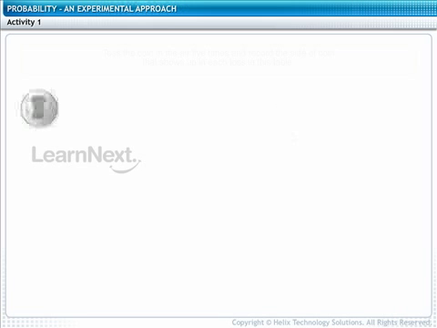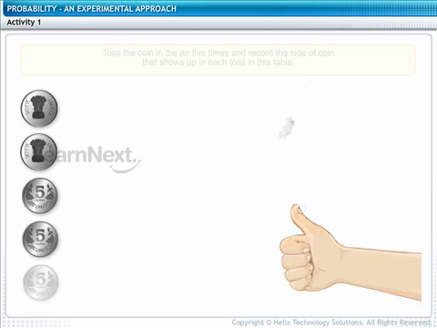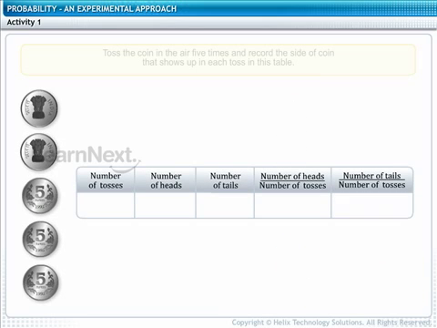In this activity, a coin is tossed in the air a number of times and the corresponding observations are recorded. In the first set, the coin is tossed 5 times. As you can see, heads show up twice and tails show up thrice.